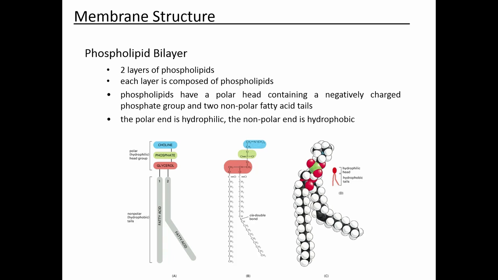One of the major components of a cell membrane is the phospholipid bilayer, and I've previously drawn this on the board for you. Within a cell membrane, you're going to have two layers of phospholipids.